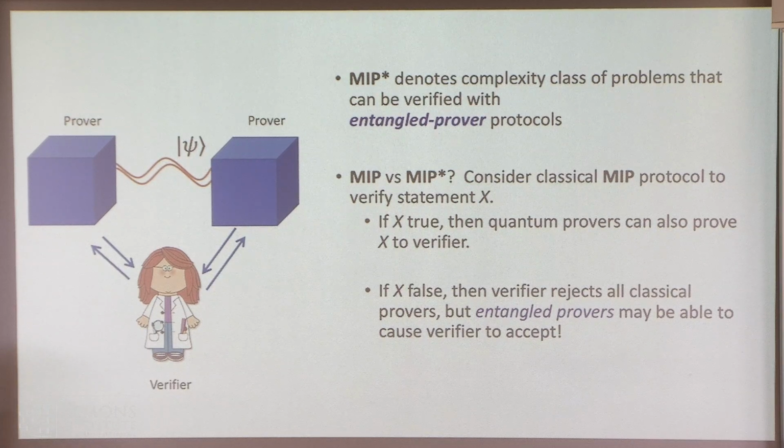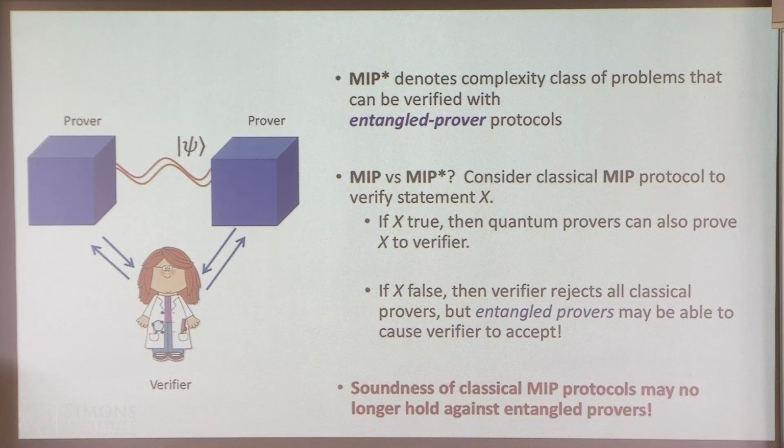So in the classical setting, BFL proved that the verifier rejects all classical provers with high probability. But what about entangled provers? Maybe there are some correlations that this entangled state could allow the provers to send responses that fool the verifier. Right? This is something that we're worried about, whether the soundness condition is preserved. So a priori, the soundness of these classical protocols may no longer hold against entangled provers.